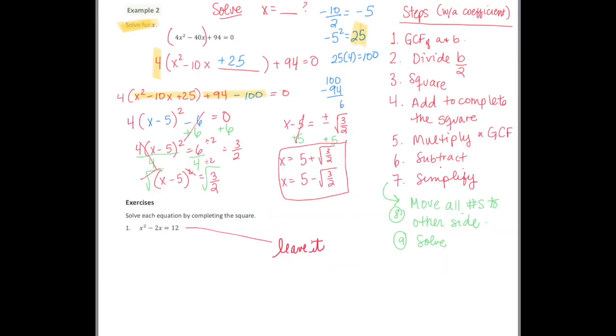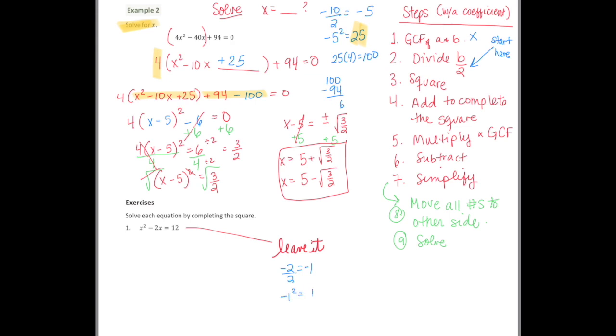Sometimes you'll have the situation where you have an equation equal to something other than 0. So my suggestion when this happens is just leave it. If your intention is to solve, leave the number on the other side and just start with step 2. So you don't have to move anything around this way.